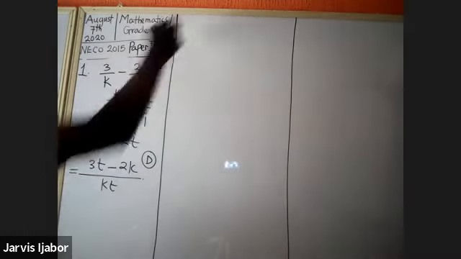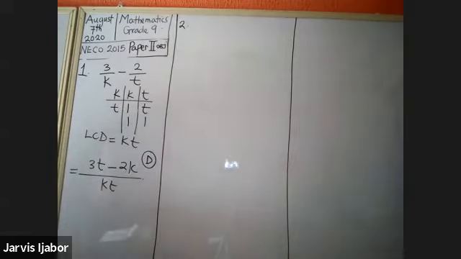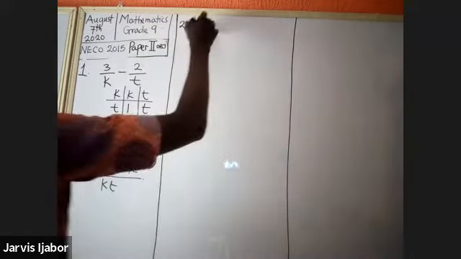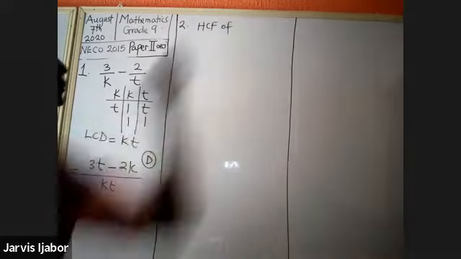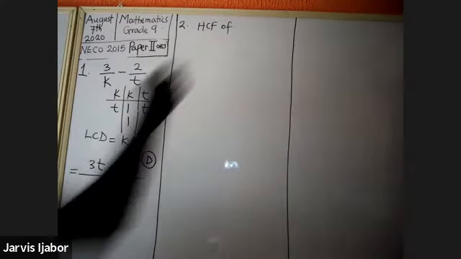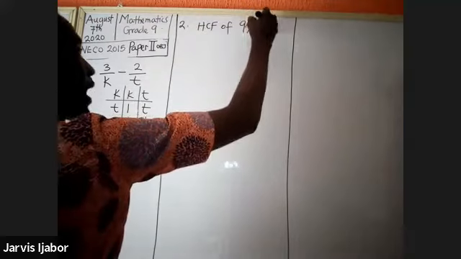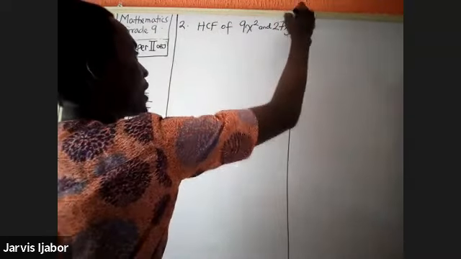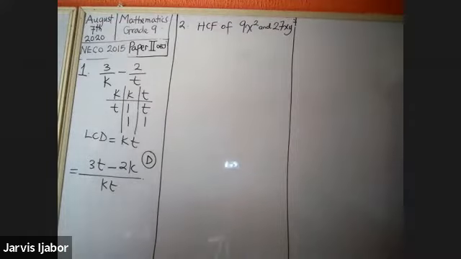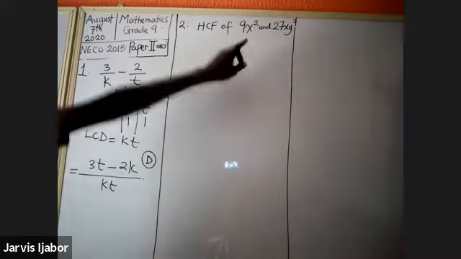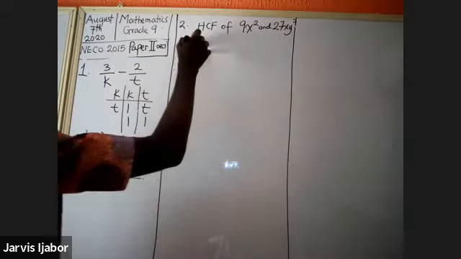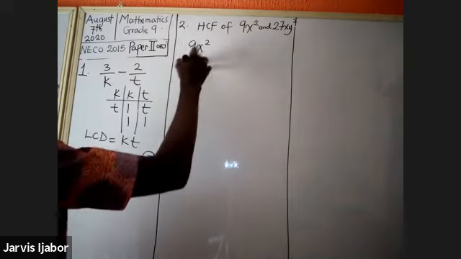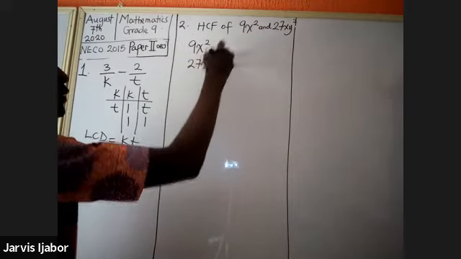Now in question 2, you're required to find the HCF of 9x squared and 27xy squared. You have your question paper there. In looking for the HCF, it means the highest factor that can divide both. So let me pick 9x squared and 27xy squared.